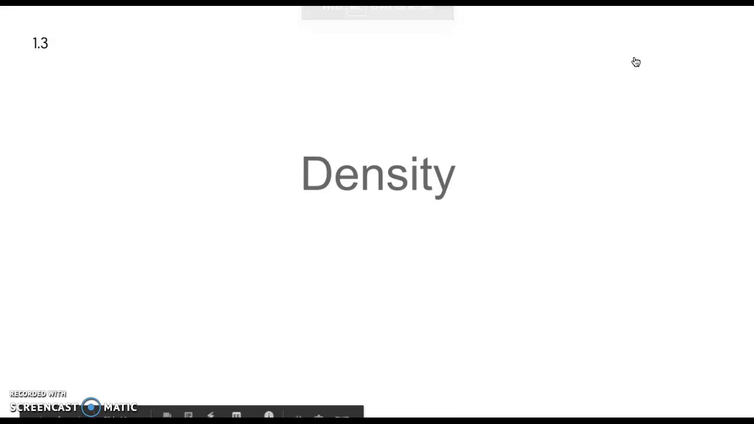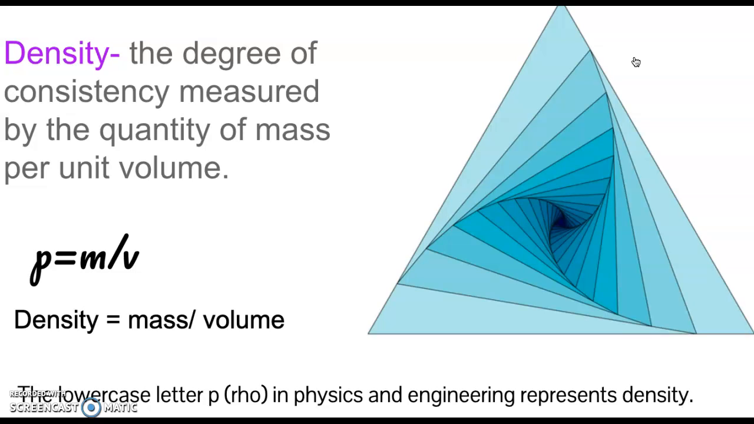So topic for 1.3 is density. This is the degree of consistency, and it has a measure, a quantity, using the Greek letter rho. Physicists and engineers can represent density by calculating the mass over volume. And this picture is kind of a good representation. As the atomic structure of the object becomes more condensed, the more dense the object will become.